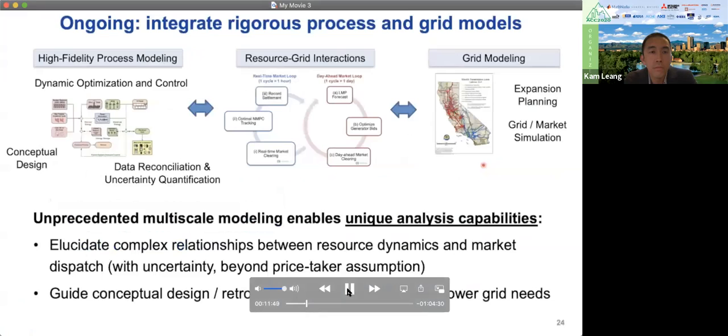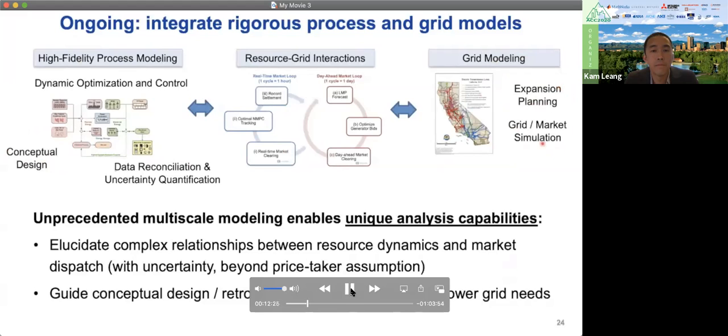So finally, I want to talk about the IDEAS project. So as part of the IDEAS project, we've implemented this framework to capture the resource grid interactions. This is another part of the IDEAS team that works on very detailed dynamic modeling, optimization, and control of various energy systems, both thermal generators, new technologies, hybrid systems. And this can also include conceptual design and actually validation of these models. And what we want to do is couple these capabilities with the ability to simulate both the grid, both expansion planning and the cost production model.